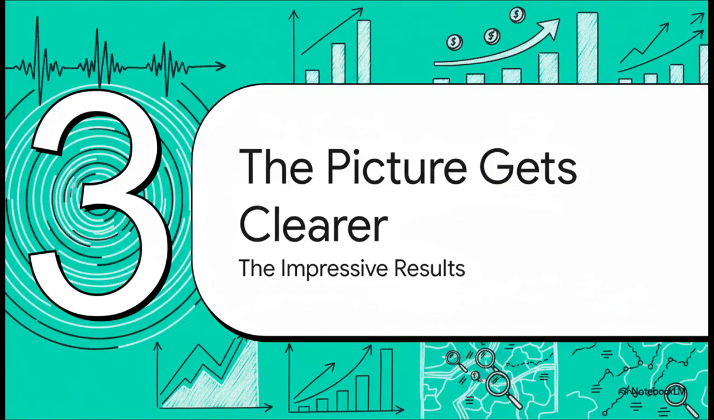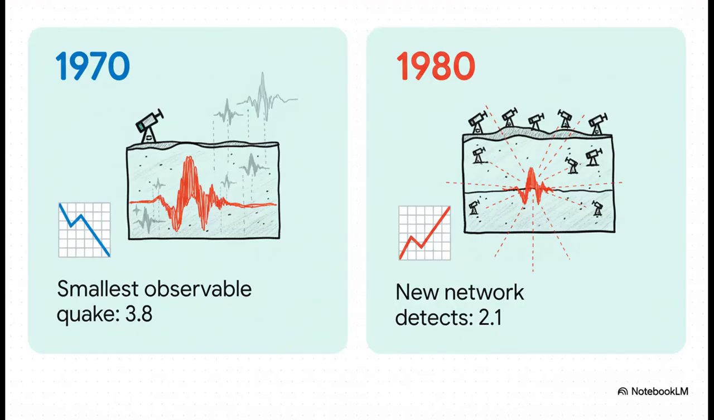And at first, it really looked like a stunning success. The investment completely paid off. The picture of all the seismic activity in the region got dramatically clearer. And the numbers really proved it. Take the Wabash Valley, for example. In 1970, the smallest quake they could reliably detect was a magnitude 3.8. Okay, but by 1980, with this new network, they could pick up tiny little tremors as small as magnitude 2.1. Now that is a huge improvement in sensitivity.